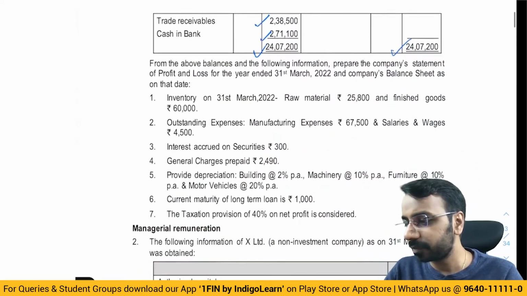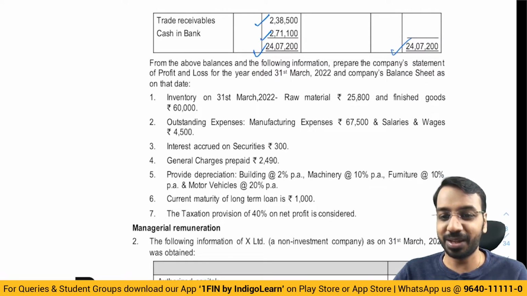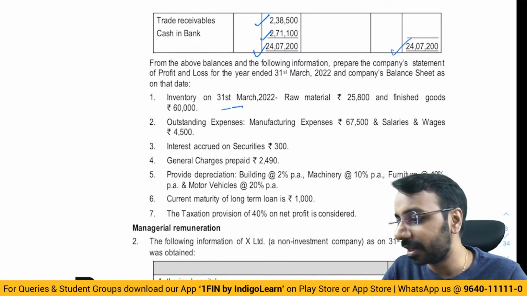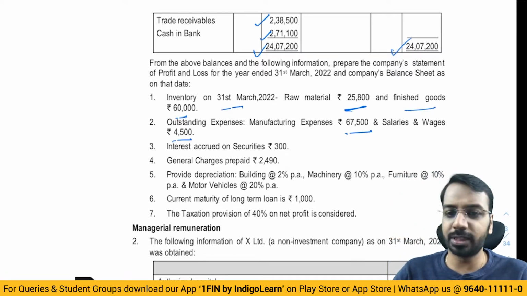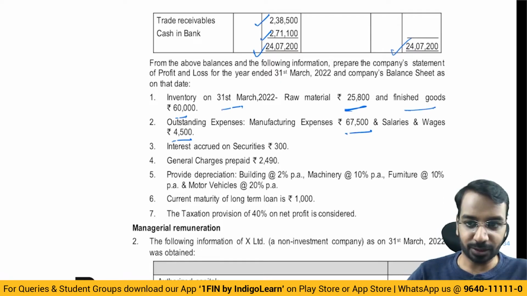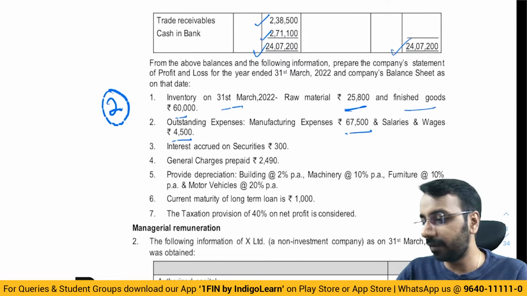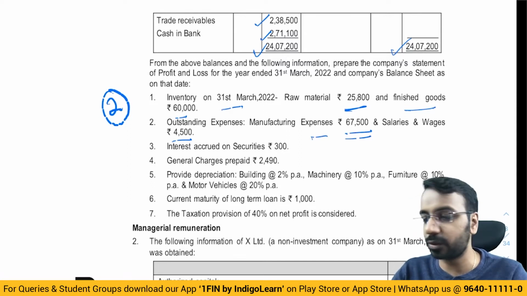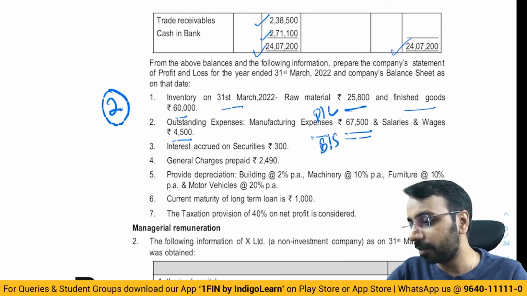Then TB is tallied. Once TB is tallied, it's easier for us to put them into the P&L and the balance sheet. Then closing inventory of raw material is given. Finished goods is given. Then outstanding expenses, manufacturing expenses, salary and wages. What will you do? Always remember adjustments. I have told this in the class also. Adjustment has two-side impact. So if, let us say, manufacturing expenses outstanding is so much, then one impact will be in P&L, second impact will be in balance sheet.